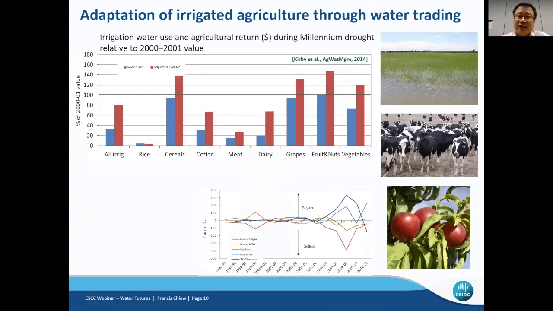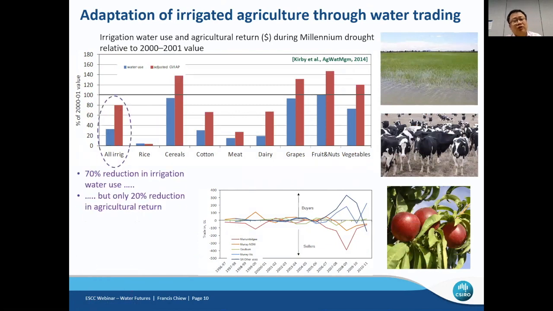And one example is the adaptation of irrigated agriculture to water trading. In fact, Australia leads the world in how we do water trading. During the millennium drought, although we got a significant decline in water, as shown by the blue bar there, we used 70% less water. But that only resulted in a 20% reduction in agricultural return, simply because we moved, through water trading, to shift water to higher value use.